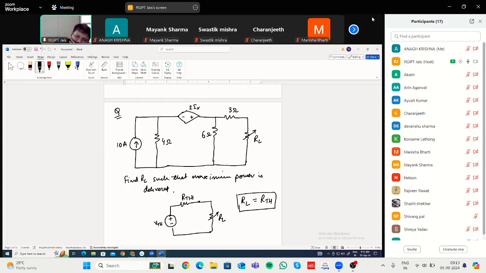This thing we have done. Now, how to find the VTH and RTH for the given circuit? Ix is the current flowing through this 6 ohm resistance. Can you try this? I've already shown you an example of how to solve Thevenin's or Norton's when there is a dependent source.